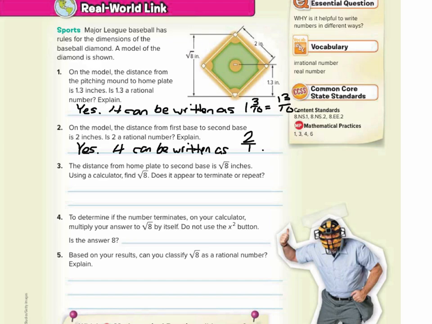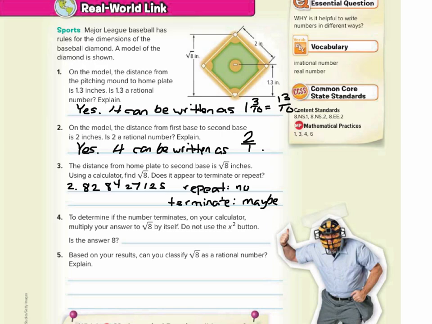Using a calculator, find the square root of 8. Does it appear to terminate or repeat? Well, this looks like it's 2.8284 27125. So, does it repeat? No. Does it terminate? Well, maybe.